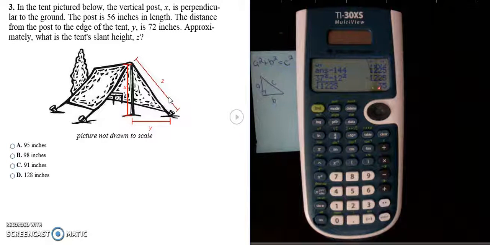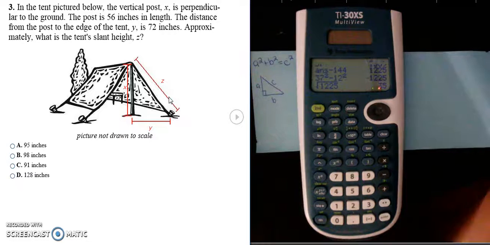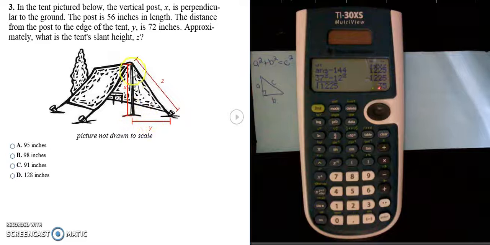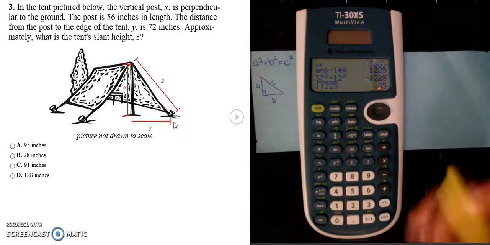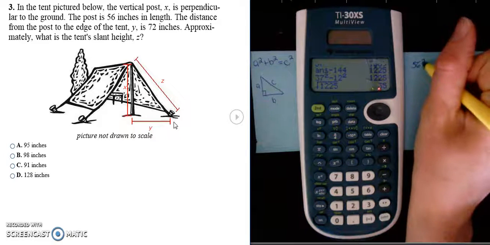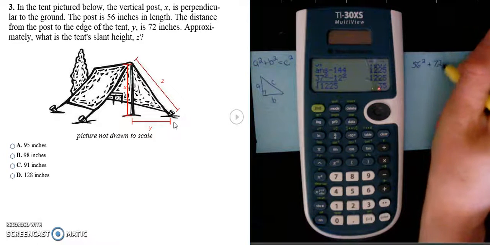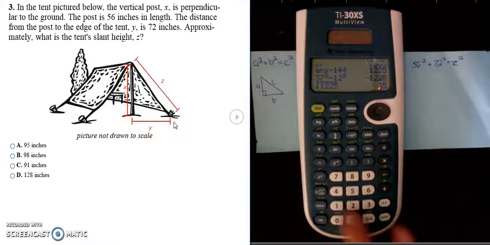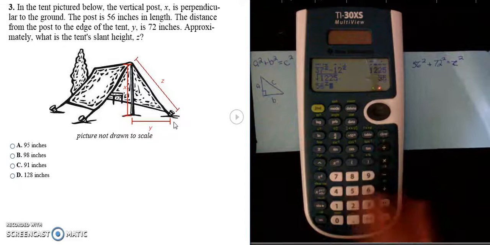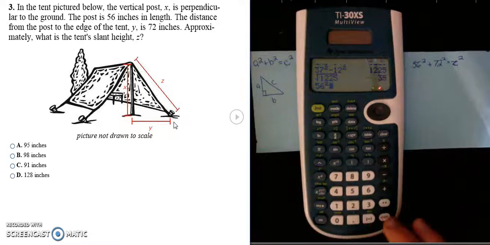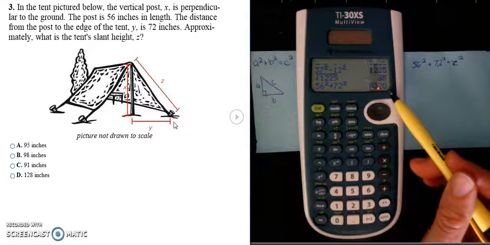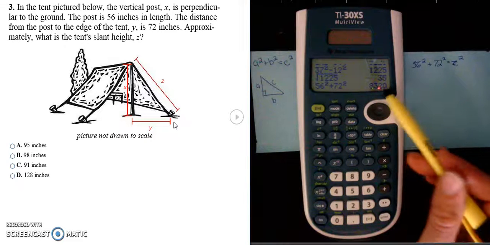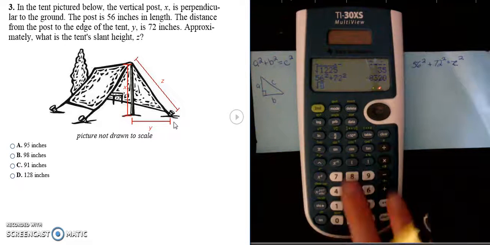So I know X and Y are the legs of my right triangle here, because they make that right angle. So I'm going to have 56 squared plus 72 squared equals that Z squared. So my first step is going to be to add those squareds together. So 56 squared plus 72 squared is going to equal 8,320. And then my last step is going to be to take the square root of that number, so 8,320.